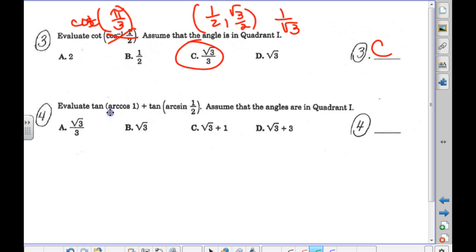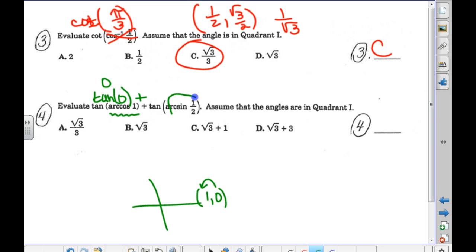Okay, take your time here. Answer carefully. Where is the cosine 1? 0. Okay, then it says what is the tangent at 0? The tangent at 0. The ordered pair right here is over 1 and up 0. Y over x, 0 over 1 is 0. Okay, plus, where is the sine 1/2? Pi over 6.